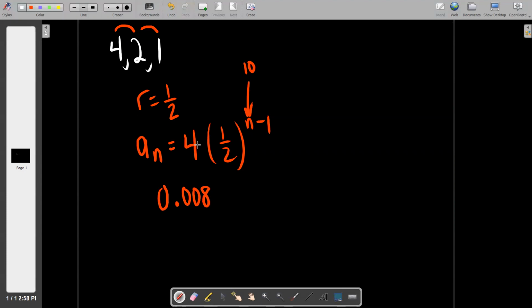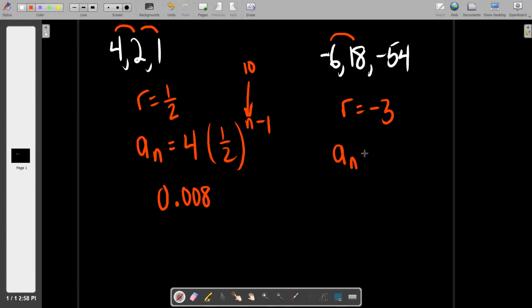For problem number 4, the sequence is -6, 18, -54. And again, if we study how one term becomes the next, this time it is just straight normal multiplication. So you can see that we're multiplying every time by -3. So the explicit formula is simply a sub n equals first term times common ratio to the power of n minus 1. And then we are asked to find the 11th term.